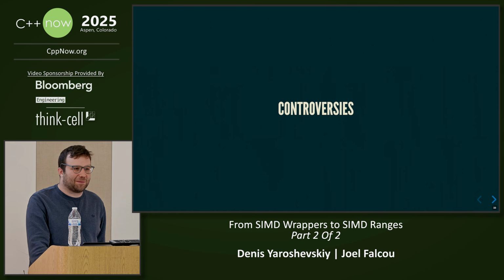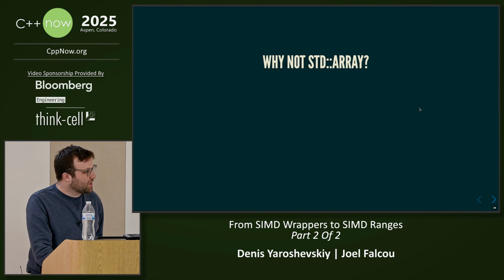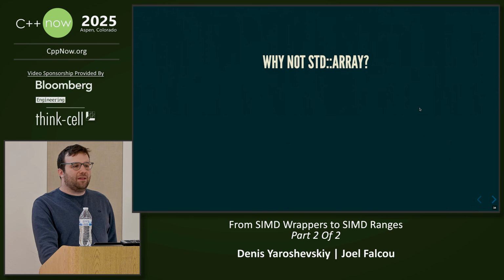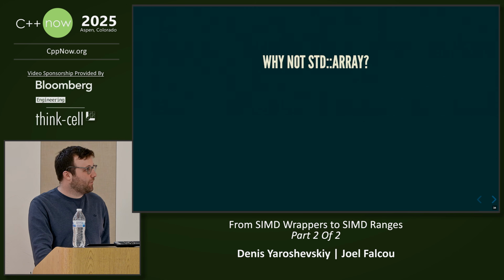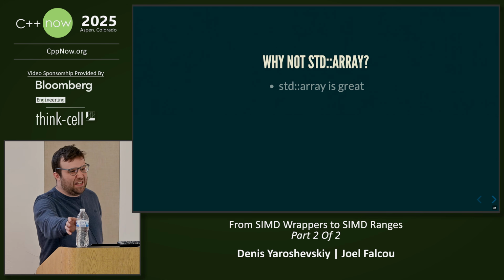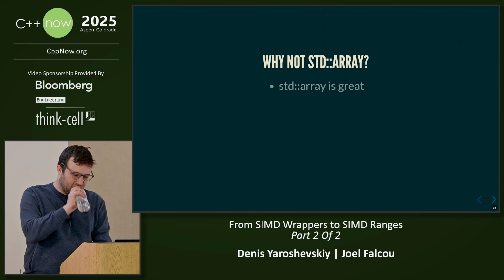Finally, controversies. Okay. So why not standard array? Why is any of this needed? Why can't we just use standard array? I like standard array. Standard array is great, and I have nothing against it.